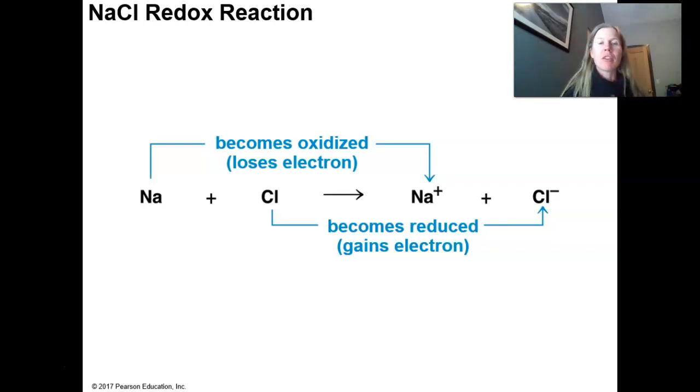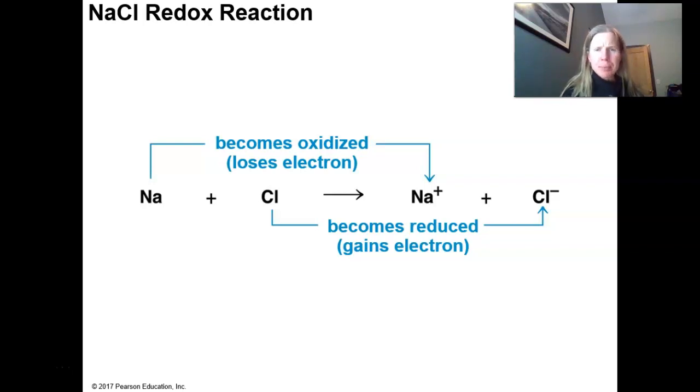Oxidation reactions and reduction reactions will happen together. If you need help remembering this, because this does tend to trip people up: oxidation is loss, reduction is gain. OIL RIG: oxidation is loss, reduction is gain. This is how chemists think about redox reactions: where did the electrons go?